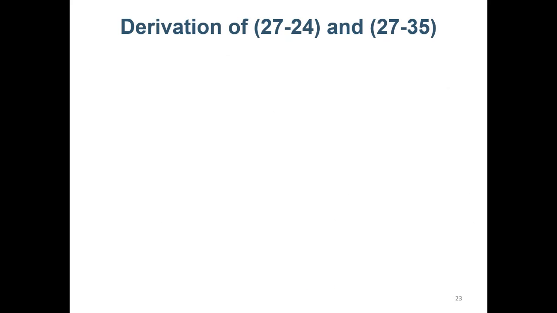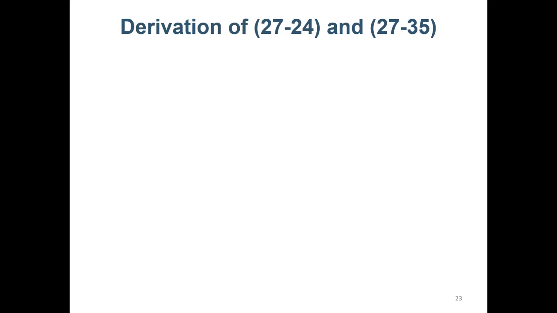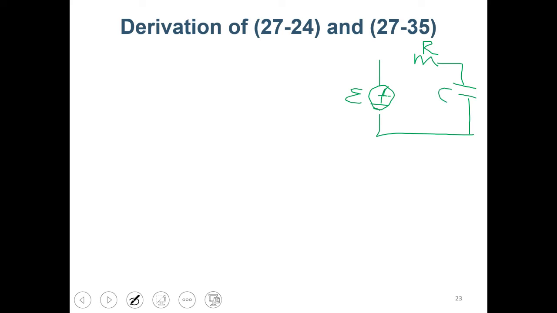So I will try to derive equations 27.34 and 27.35. So we have EMF E, and then we have R and C, and then the switch is closed at t equals 0. This is the ground node, okay, and the voltage across the capacitor is VC. The current is I.